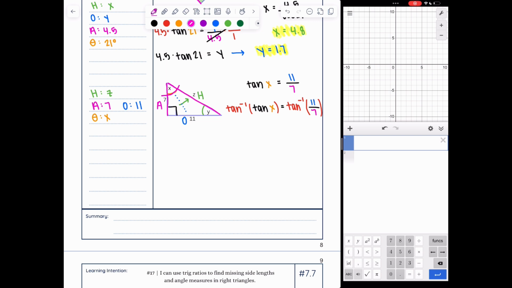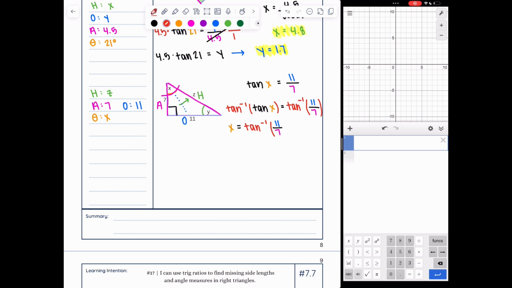This is what's going to go into my calculator, but I want to clean this up just a little bit before I do that. I know that x is going to be equal to the inverse tangent of 11 over 7. This is a fraction that can't be simplified, but if it could be, just remember you don't need to simplify the fraction before you put it into the calculator.